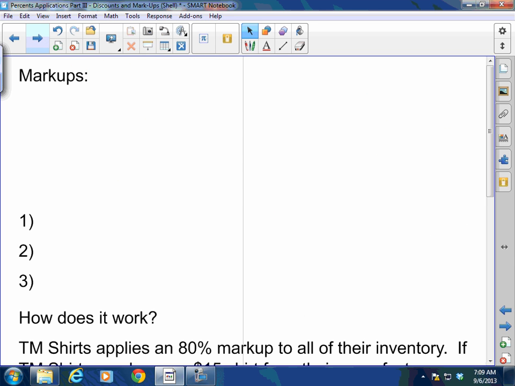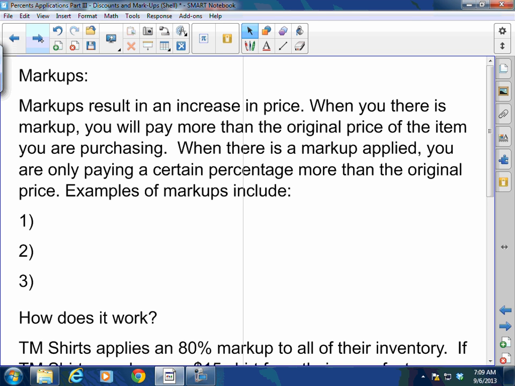Markups. Markups result in an increase in price. Okay? Markups are the reverse of discounts. When there is a markup, you will pay more than the original price of the item you are purchasing. When there is a markup applied, you are only paying a certain percentage more than the original price.